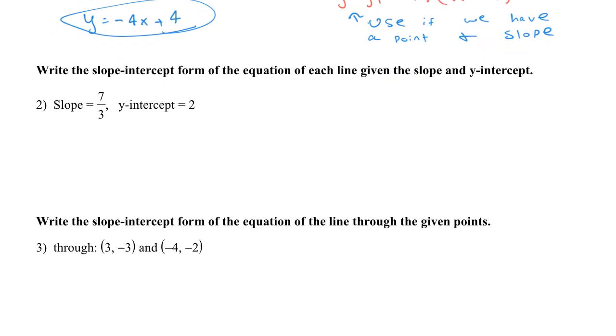So moving on to number 2 here. Again, we're given the slope and intercept, so you're automatically just going to go to y is equal to mx plus b. My slope again is m, y-intercept is b, and I just sub those things in. So y is equal to 7/3 x plus 2.